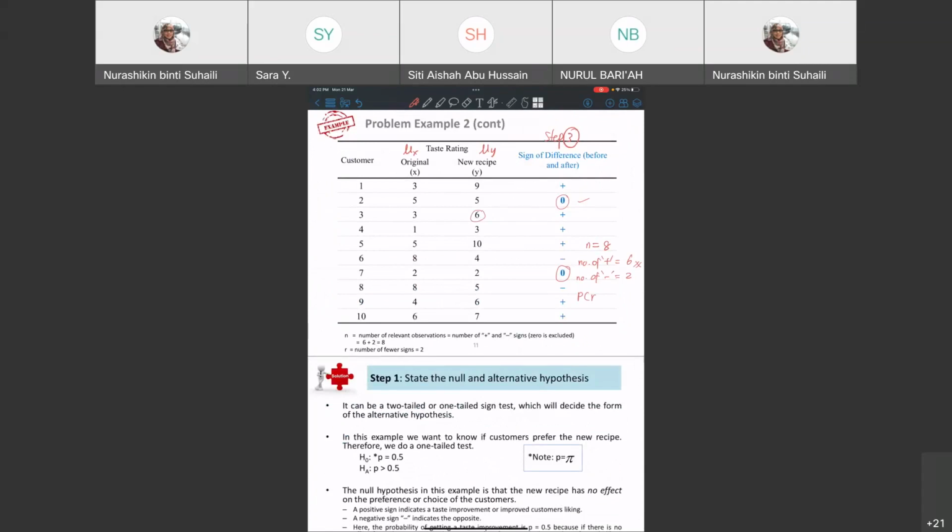So that means R is less than or equal to 2. That is equal to P(R = 0) + P(R = 1) + P(R = 2), isn't it?